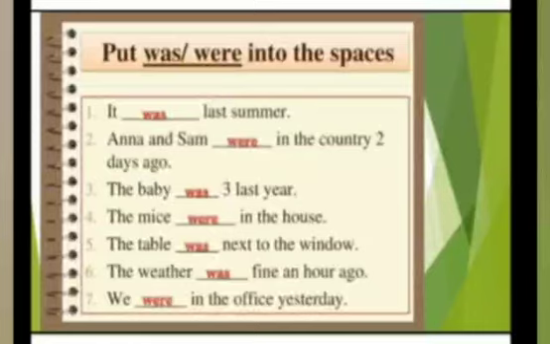The weather was fine an hour ago. We were in the office yesterday. So you can observe from these examples that with singular nouns and pronouns we have used was, and with plural nouns and pronouns we have used were. And all these sentences are depicting events about the past, which is something which is already over. It is not happening at present.